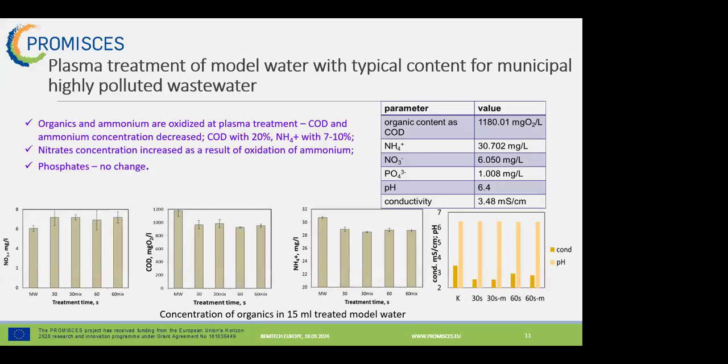The plasma can be used, and here we are showing the reduction of organics, ammonium, in municipal wastewater. And what is important is that in all these treatments, reactive oxygen and nitrogen species are the important species for this reaction. As you can see, there is an increase of the nitrates concentration just because during the oxidation processes, the ammonia is transformed to nitrates.